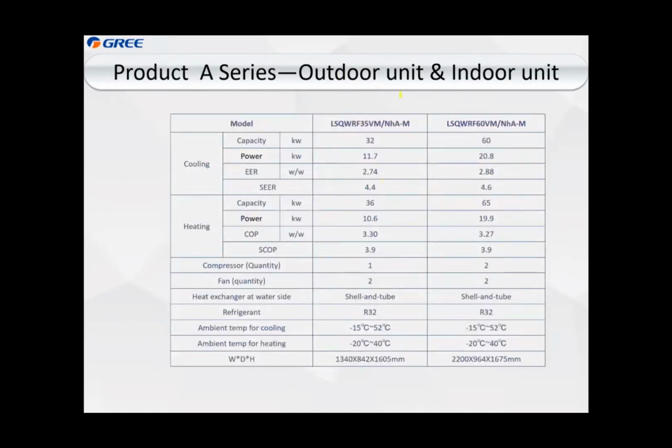The A series includes 35 kilowatt and 60 kilowatt. Also, this one has 2 compressors. For 35 kilowatt there is 1 compressor, and for 60 kilowatt there are 2 compressors. This series is inverter, which is different from the D and E series.